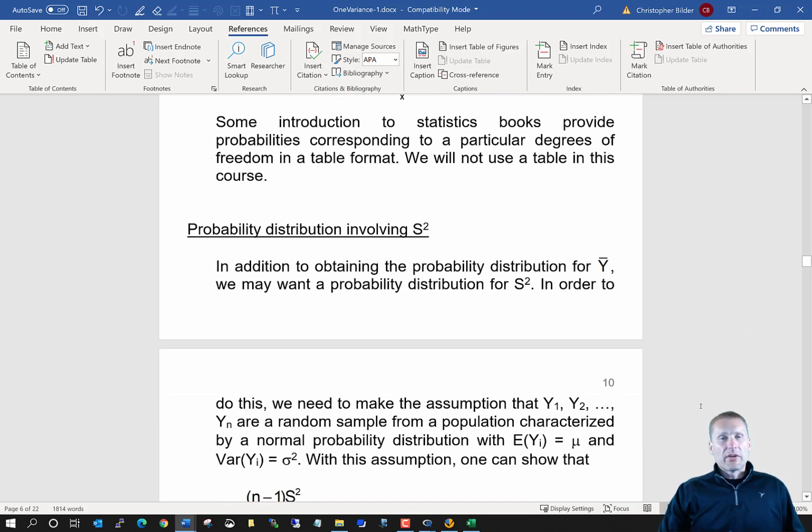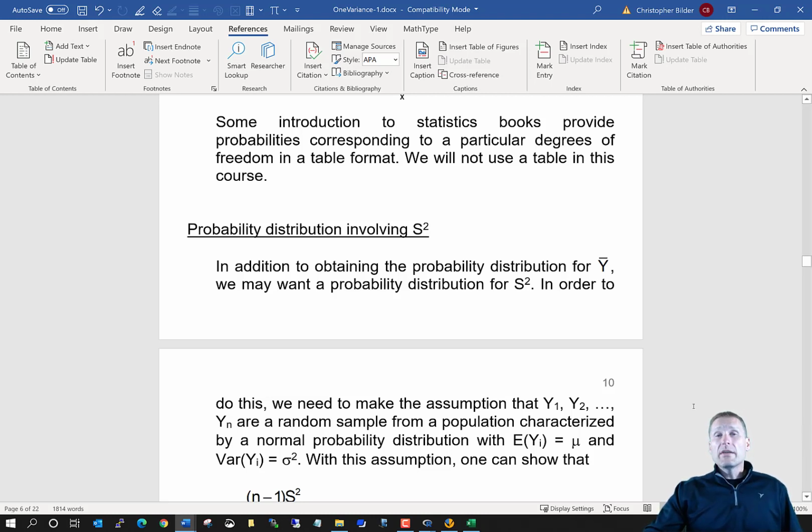Now, most introductory statistics books will provide a probability table, like in the back of the book, where you can find probabilities associated with a chi-square distribution. There's no reason to use those tables anymore. We're just simply going to use R to find the probabilities or corresponding quantiles. Okay, so that's the introduction to the chi-square distribution.